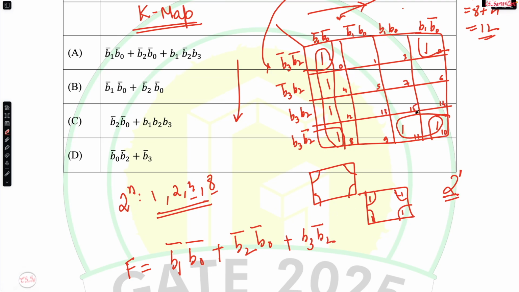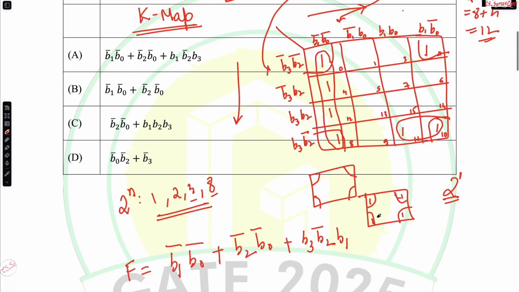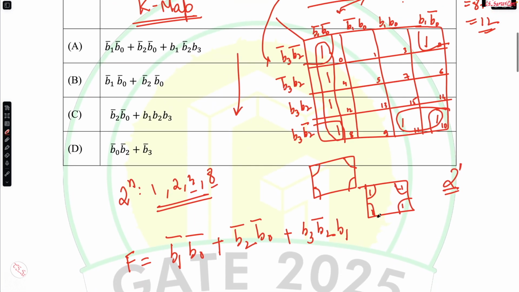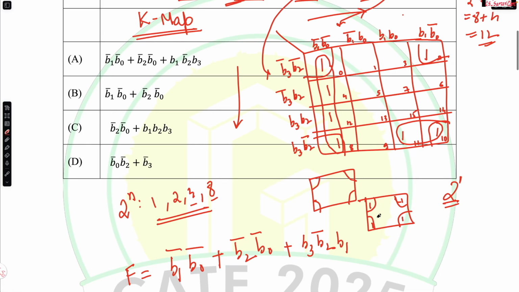B2 bar. In this, what is changing? B0 and B0 bar is present. So B0 is changing. So we can drop B0 and B1 is going to come over here. The changing part is always dropped, right? This is the expression that we got after the simplification given to us by the K-map method, right? I've simply followed the method of K-map simplification.